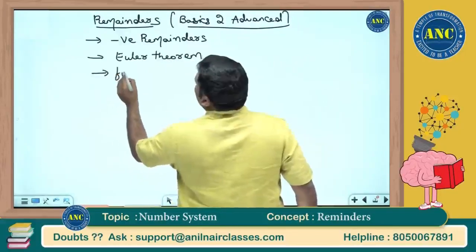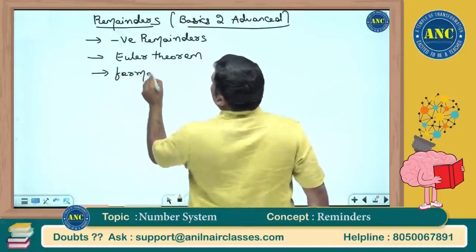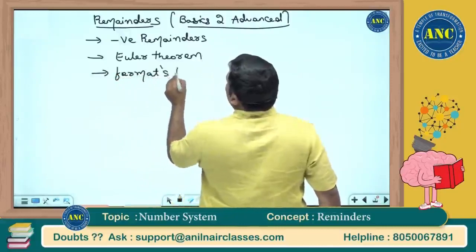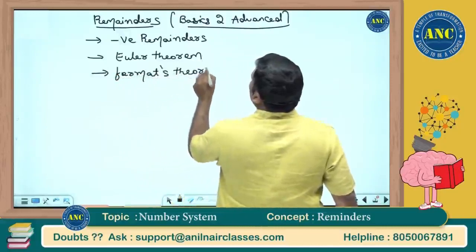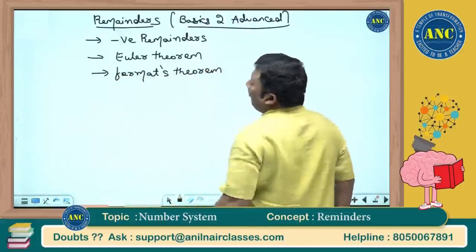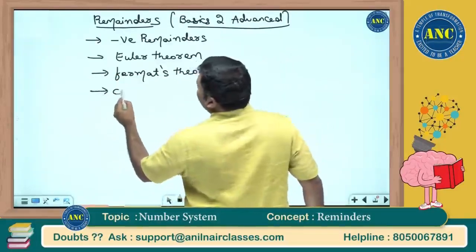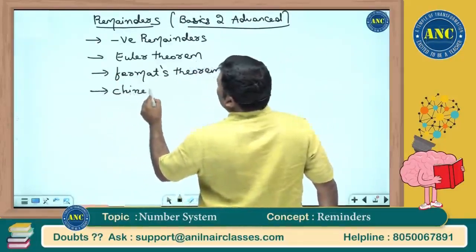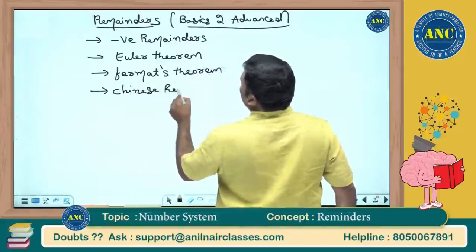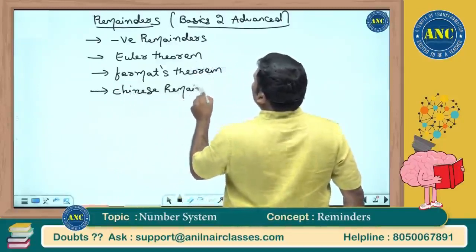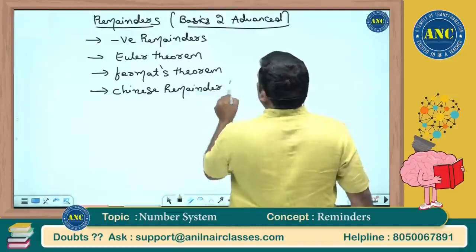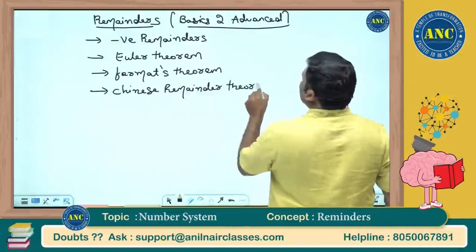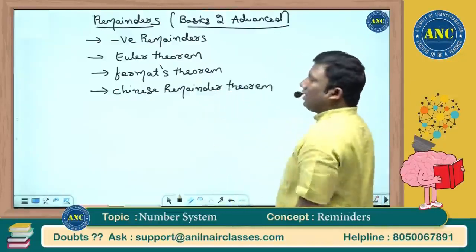What if the denominator is a prime number? Then we also will see Fermat theorem application. What if Euler theorem fails? Then we will also see Chinese remainder theorem. Totally, I think 2 sessions are required to complete it. Let us see how many problems we can complete.